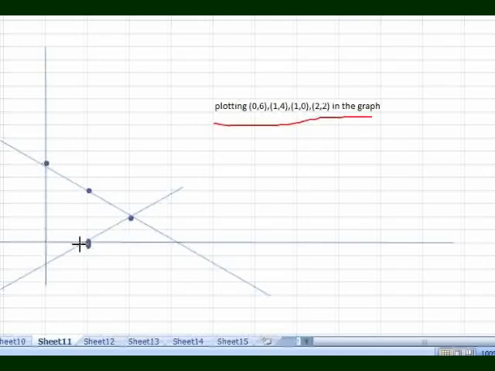And 2, 2, on the x-axis it is 2, so 1, 2, and on the y-axis it is also 2, 1, 2. Okay, so 2, 2 will be placed in this position. So join these coordinates to make a straight line. Okay, so we are finding that these two lines will intersect at a particular point, and this point is 2, 2. Okay, so 2, 2 will be the intersecting point.